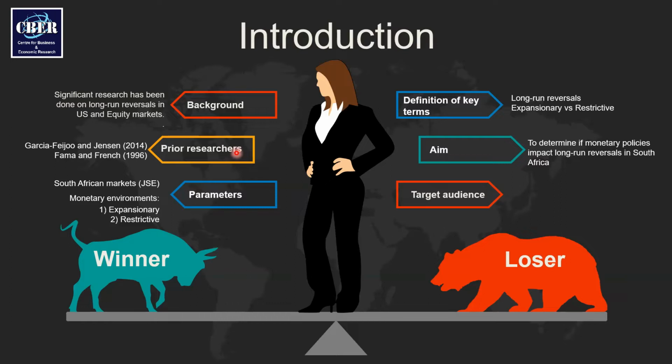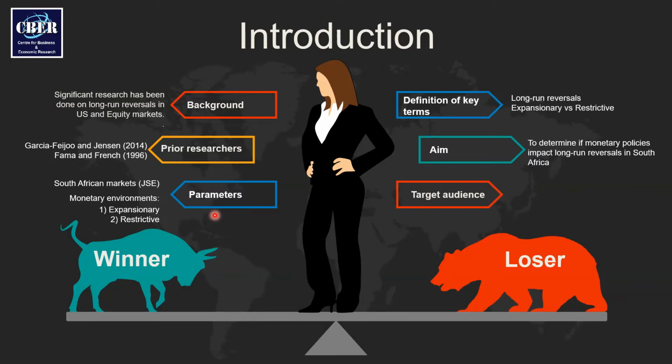effects on long-run reversals. So we'll look at two monetary environments known as the expansionary and restrictive. Expansionary monetary policy occurs when the central bank aims to stimulate economic growth by lowering short-term interest rates and expanding the money supply of a country. On the contrary, restrictive monetary policy occurs when the central bank aims to combat inflation by raising short-term interest rates and limiting the money supply of the country.